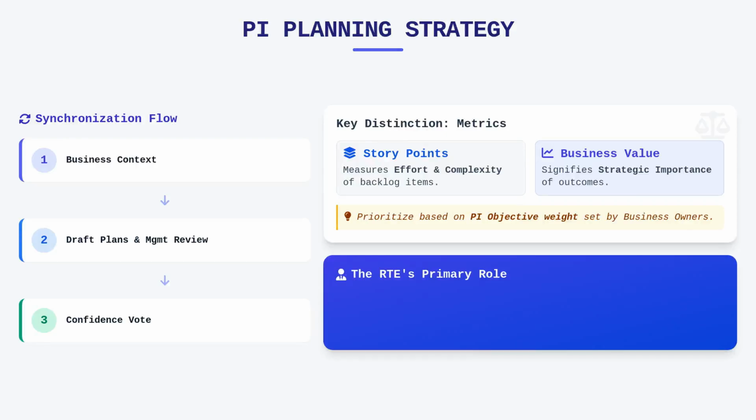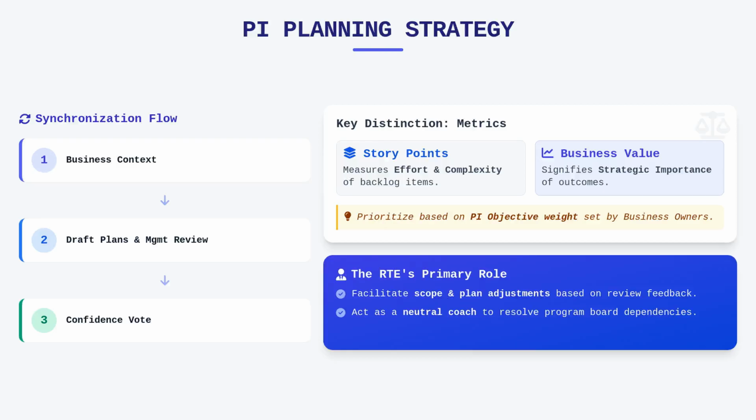The release train engineer plays a specific role during the management review, and you should recognize that their primary responsibility is to facilitate the adjustment of the scope or the plan based on the feedback from the draft plan review. They act as a neutral coach who ensures that dependencies recorded on the program board are addressed and that the plan remains feasible within the iteration constraints.